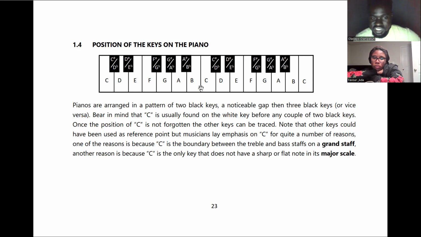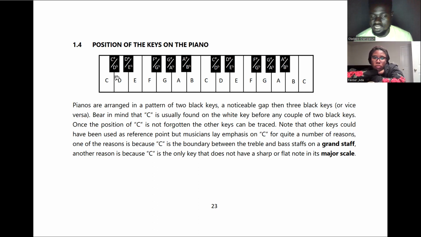So where is C on the piano? C is found in between the first two blocks. Before the first two blocks, any white note in front of that is always going to be a C. Look at here. We have C here. We have C here as well, right?